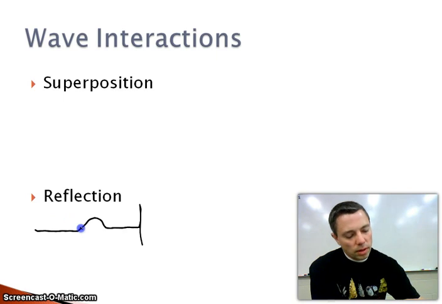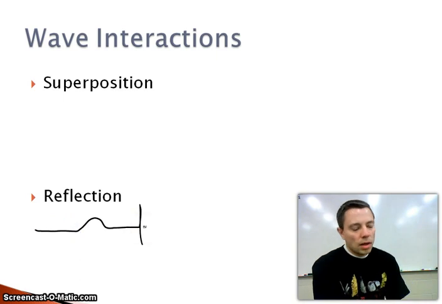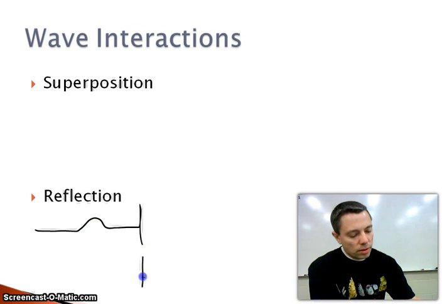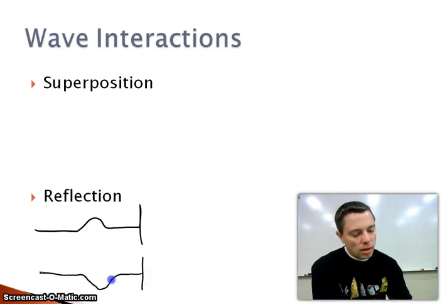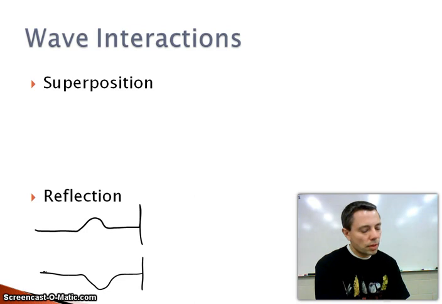Reflection is when we interact with, say, a barrier, and the wave reflects back on the opposite side. That's how we see it in reflection, and we'll probably see this in the wave demonstrations with the Slinkies. So again, reflection hits the wall and bounces back on the other side.